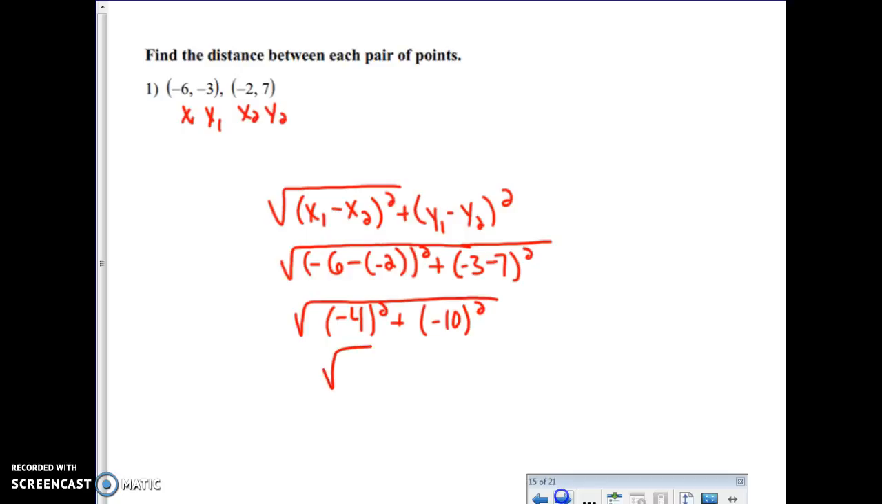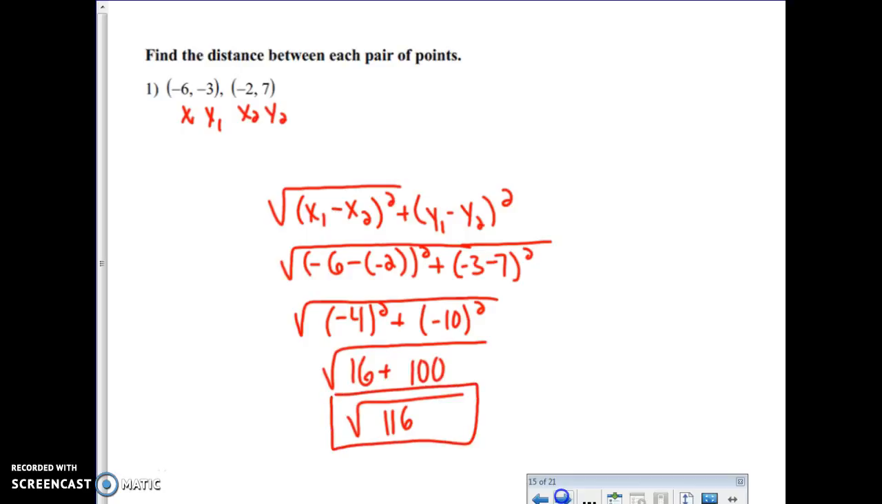So I'm not quite done because I got to figure out what is -4 squared. So -4 times -4 is positive 16. And then -10 times -10 is a positive 100. So when I add those up, I get 116. So the distance between those 2 points is the square root of 116.